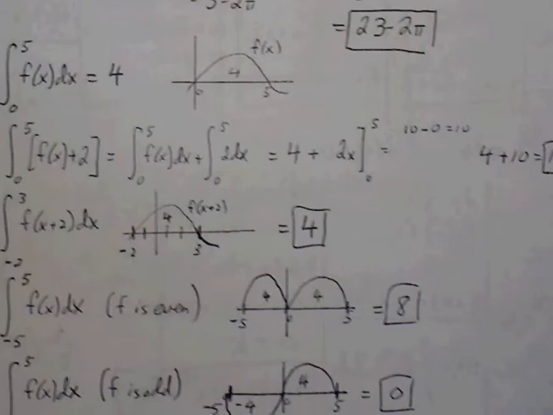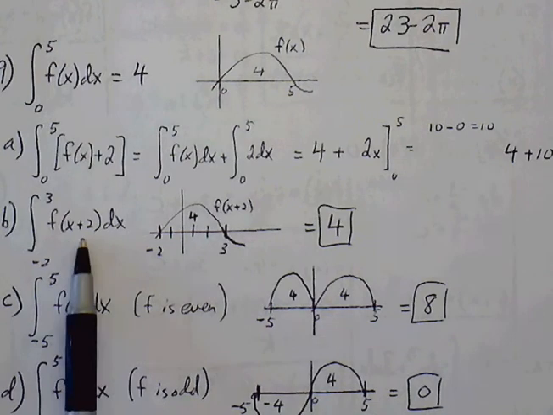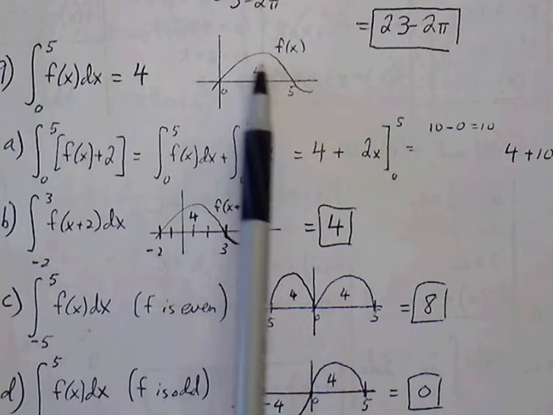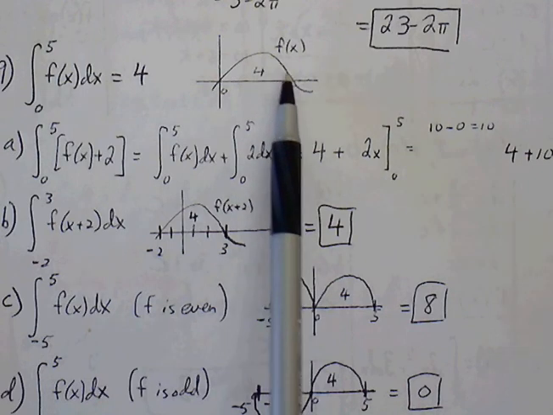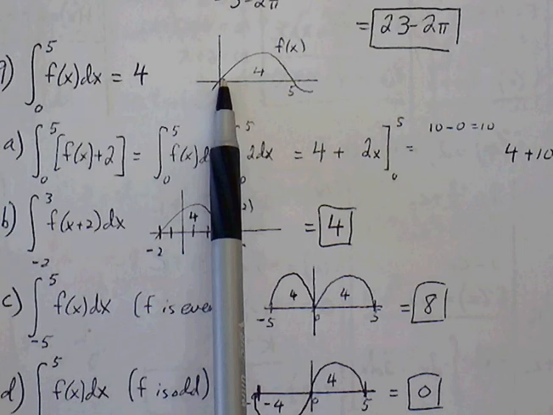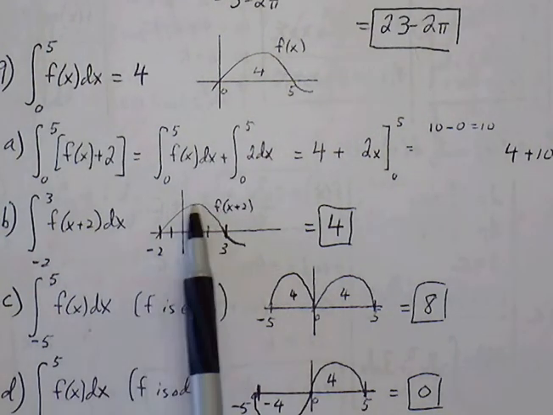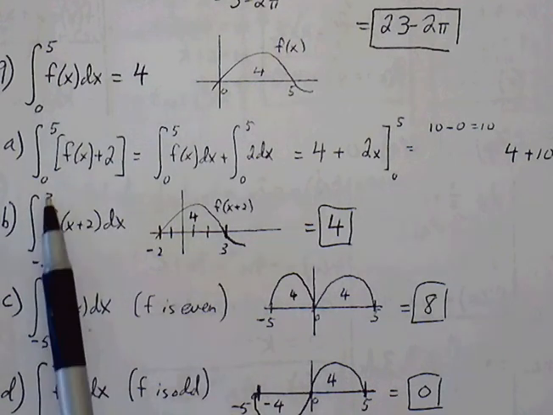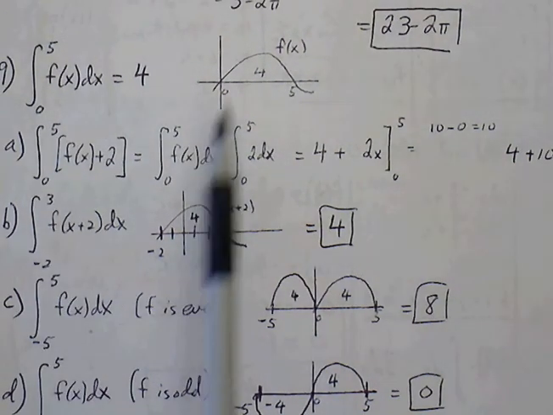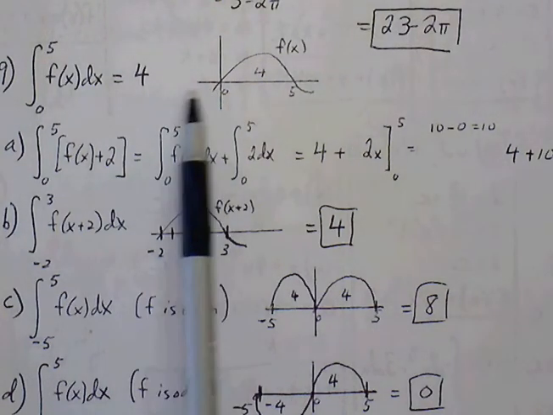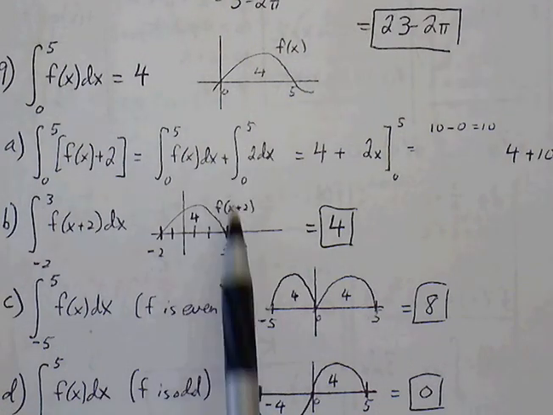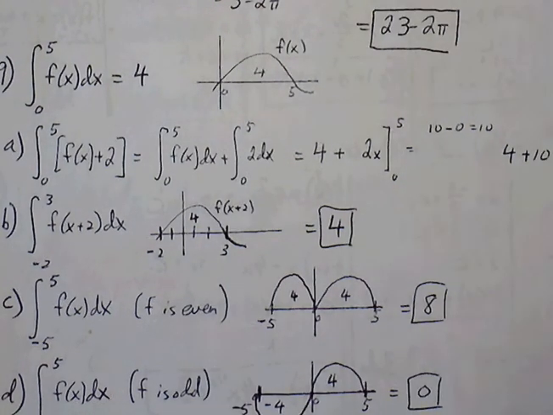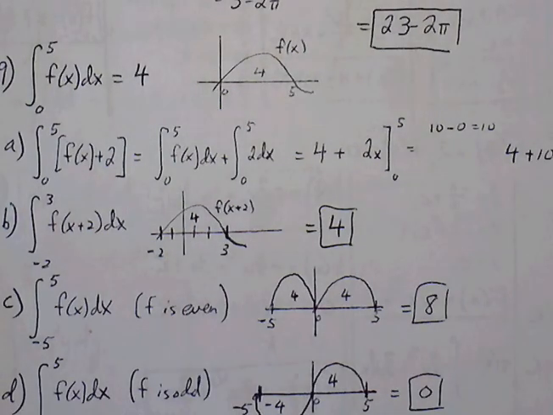For part B, find the definite integral from negative 2 to 3 of f of x plus 2. Let's think about what f of x plus 2 does to the original graph. Let's say this is my f of x graph. F of x plus 2 simply means I'm going to take every ordered pair and shift it left 2 units. So this is what my graph looks like now. However, the graph shifts over 2 units, but so do the lower and upper bounds. I'm shifting the graph over 2 units, and I'm also shifting the left and right endpoints over 2 units. So I'm essentially going to get the same area as what's given to us in the beginning.